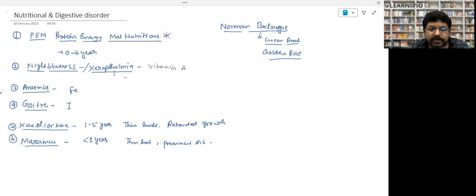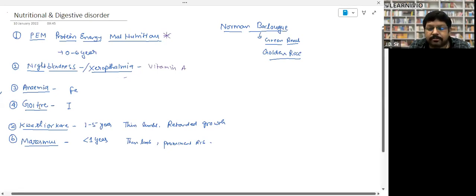Anemia takes place due to deficiency of iron. Goiter takes place due to deficiency of iodine. Kwashiorkor, marasmus, and PEM, all these three have been asked. Kwashiorkor takes place in children aged between 1 to 5 years. In this disease, the child has malnourished thin limbs and retarded growth. Marasmus takes place in infants less than 1 year old.